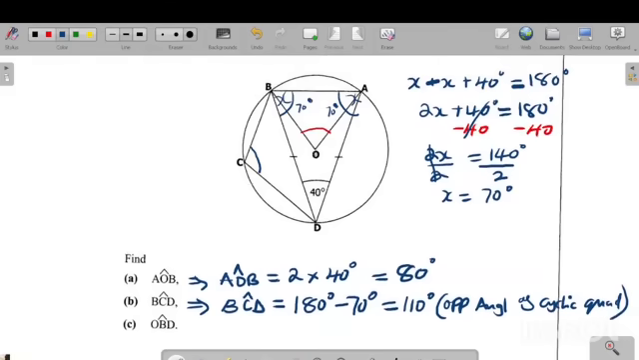Then part C, they want you to find angle OBD. So they want you to find this angle here. Now the question is, how are you going to find that angle? Remember, we found that this angle here is 80 degrees, angle AOB. And any distance from the center to the circumference of the circle is the radius.